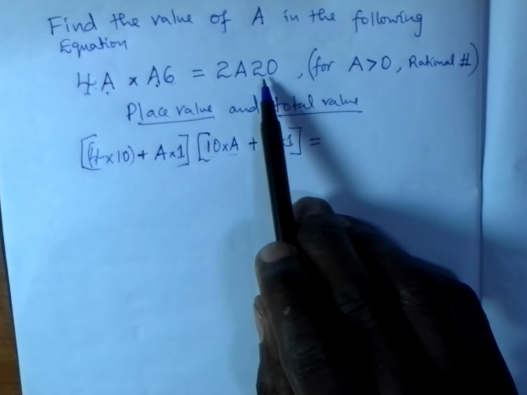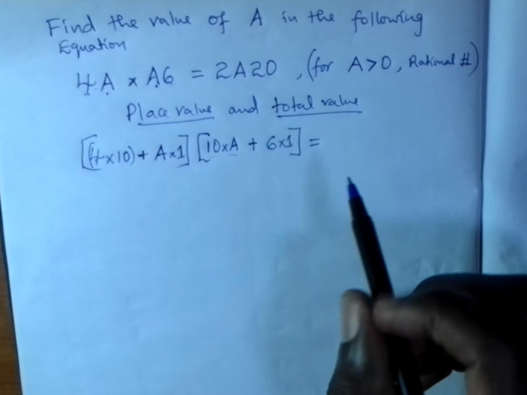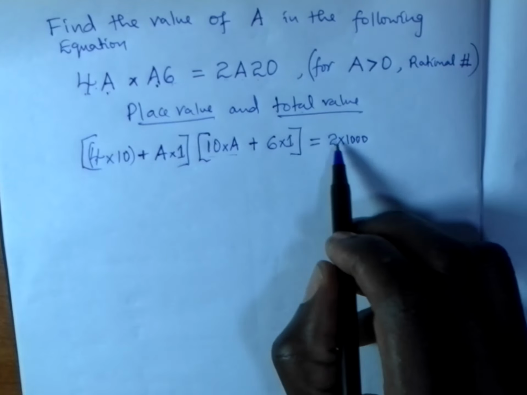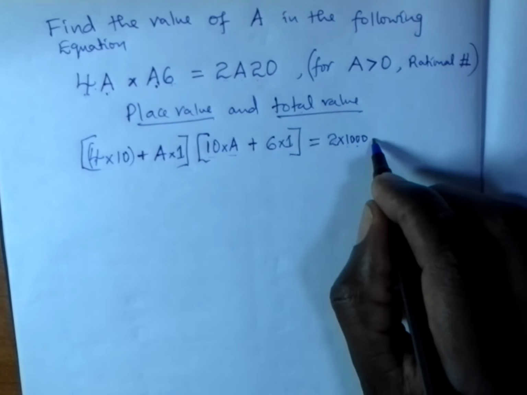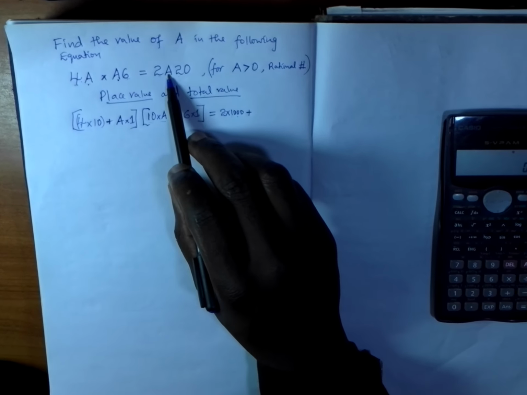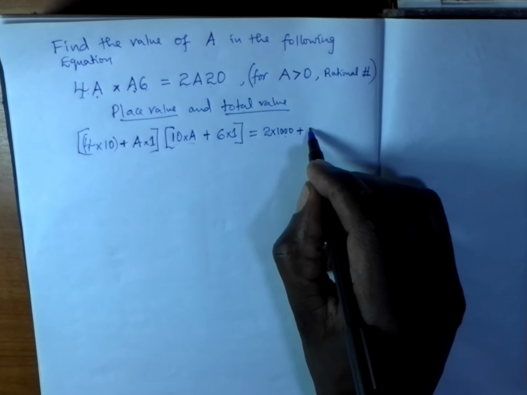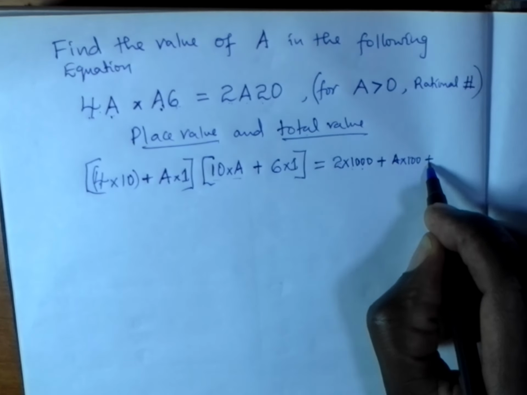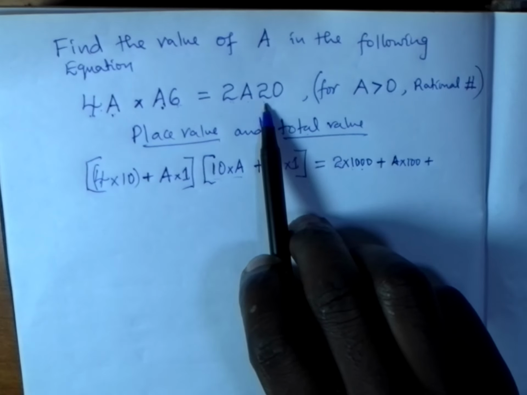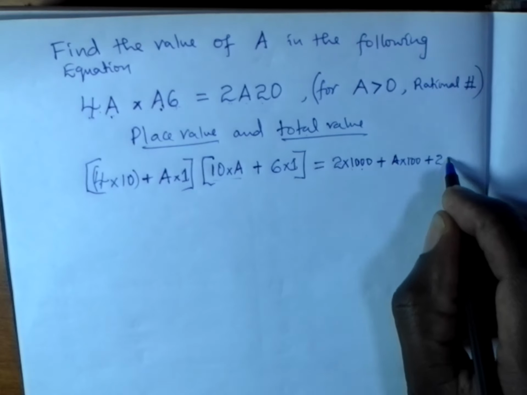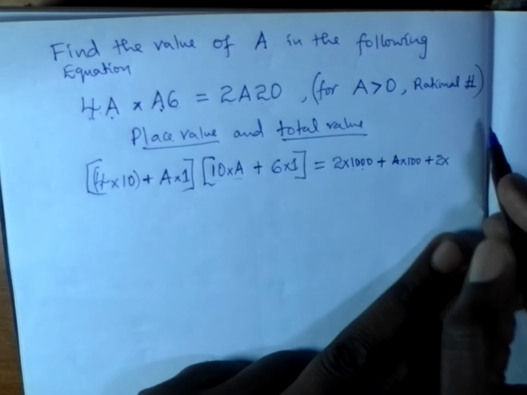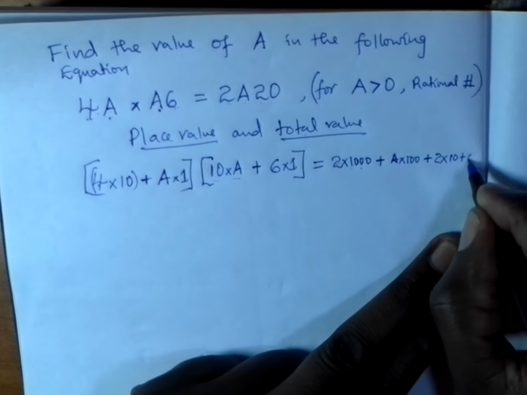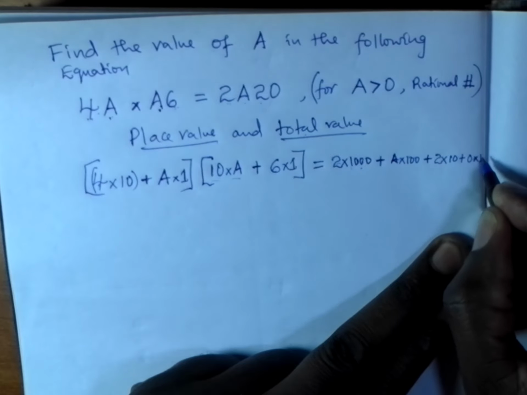so we have ones, tens, hundreds, thousands. So 2, it is in the place value of 1000. So it can be written as 2 times 1000. Then plus a is in the place value of 100, so it can be written as a times 100 plus, then we have 2, it is in the place value of 10, so it can be written as 2 times 10. And finally 0, it is in the place value of 1, which can be written as 0 times 1.